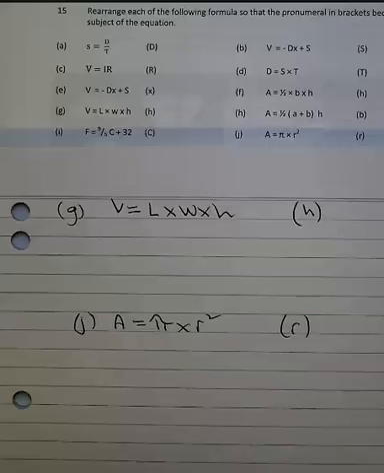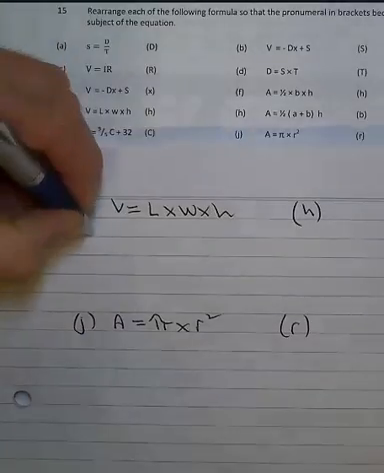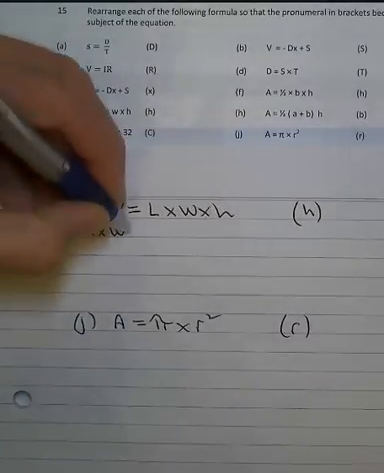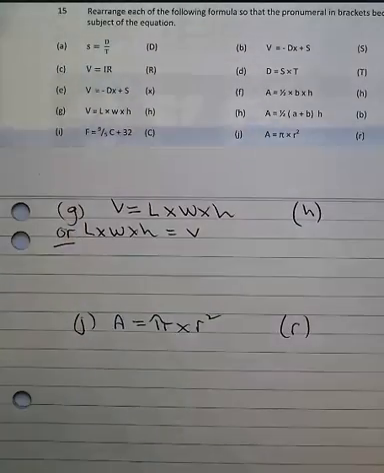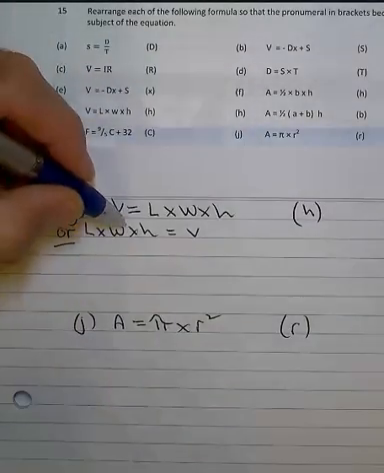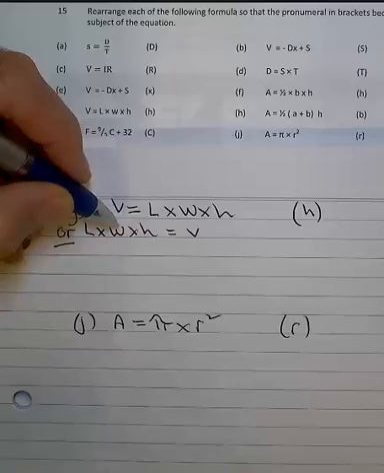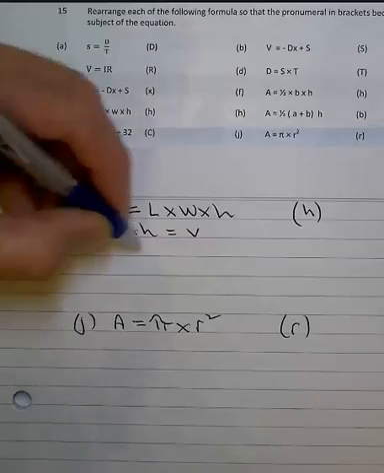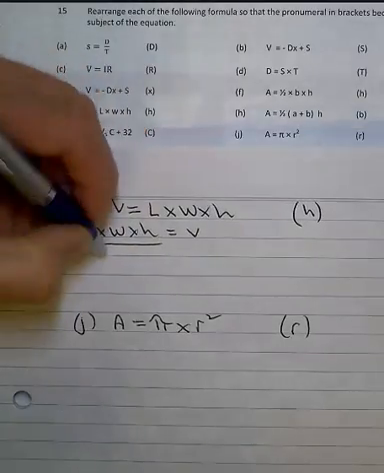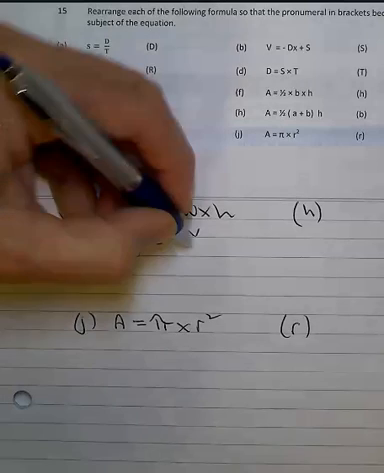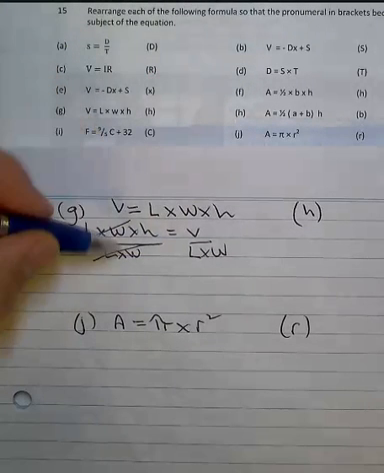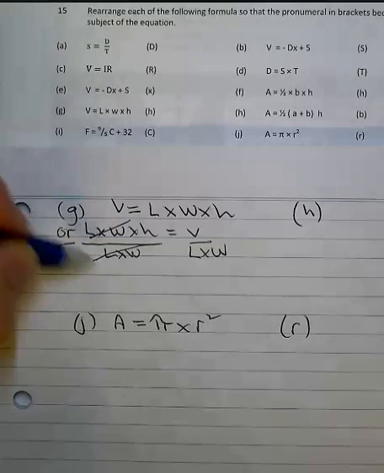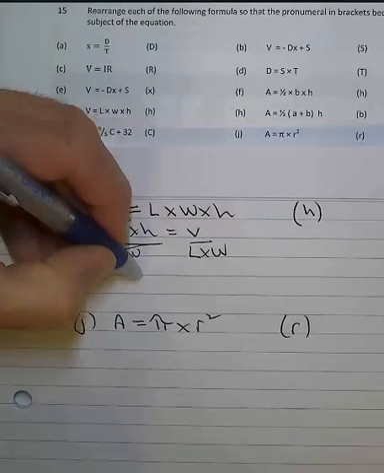In the case of G, once again, I'm going to rewrite it so it reads from left to right. Now, in this instance, the L times the W is what's blocking the process, so I can write that in terms of H. So I'm going to divide both sides by L times W. So I'm cancelling that out as a lump sum, if you like.